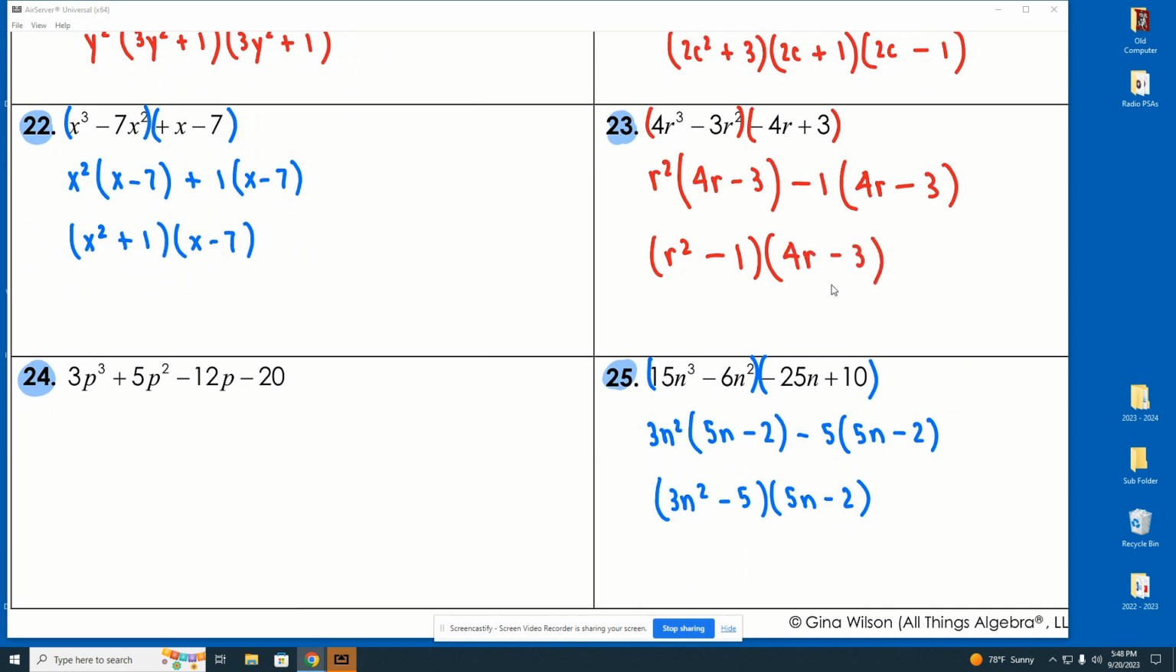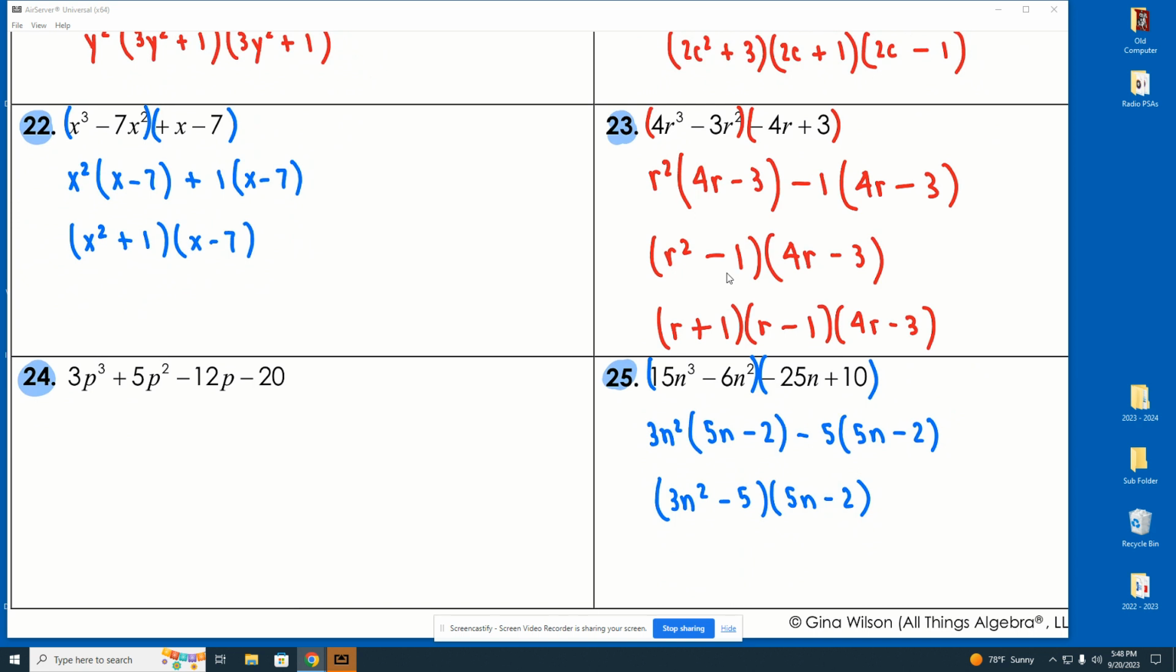Another reason I showed you this one, besides this understanding that when there's not something to pull out, there's always something to pull out, a 1. You also have difference of two perfect squares here. So this will break down into two more binomials. Now 4r minus 3 will not. So we've got r and r, we've got 1 and 1, we've got plus and minus. And there you have it.